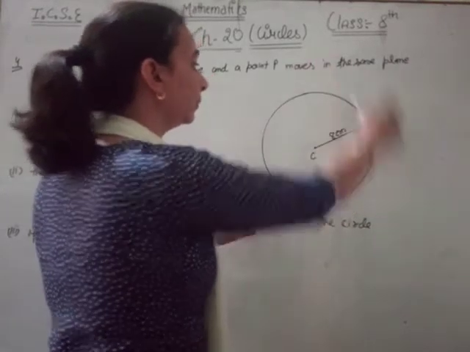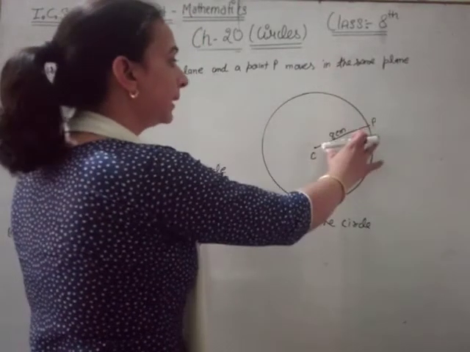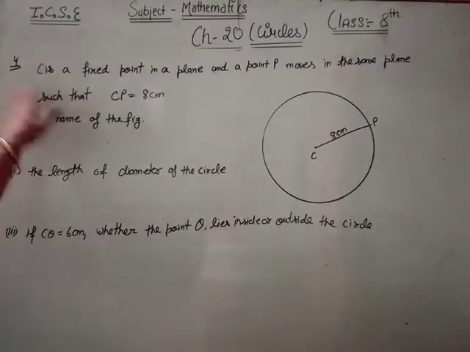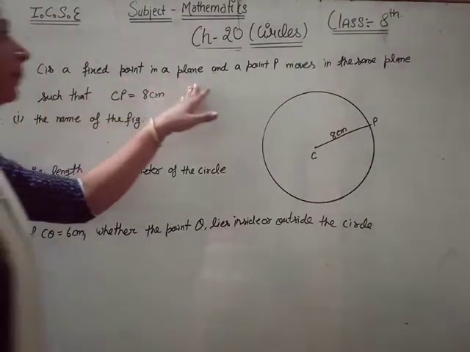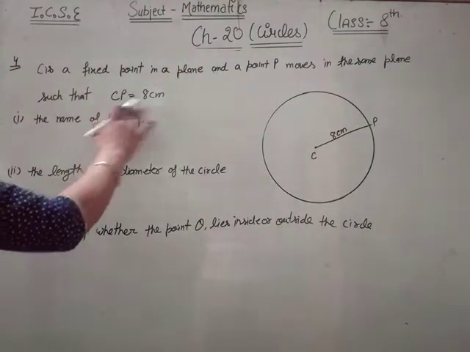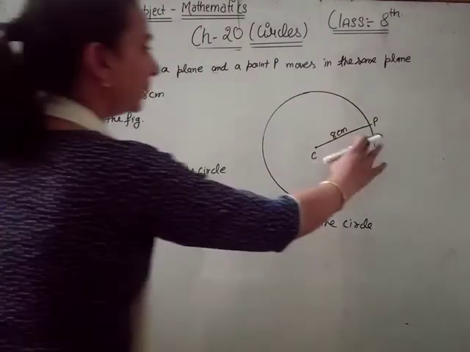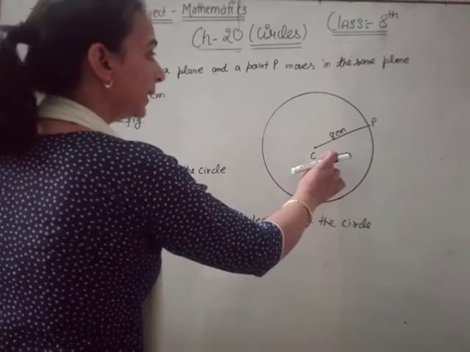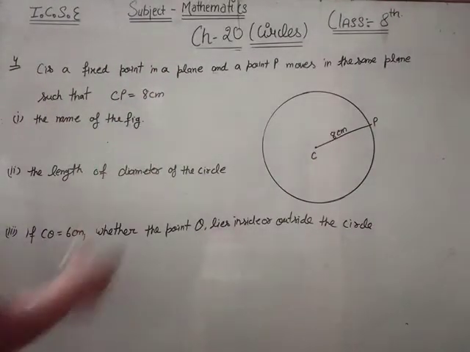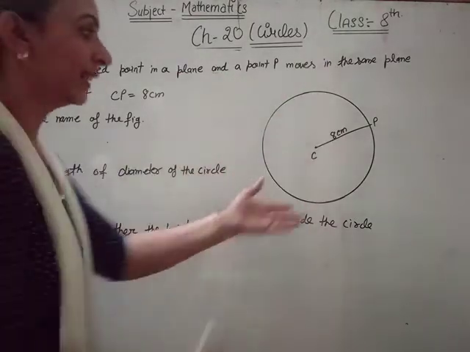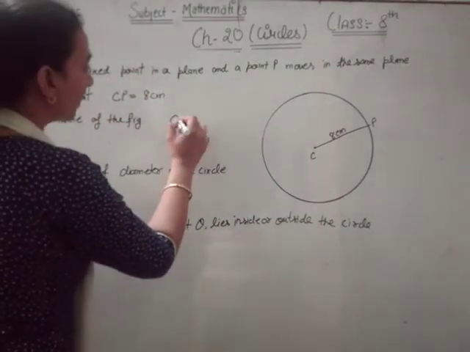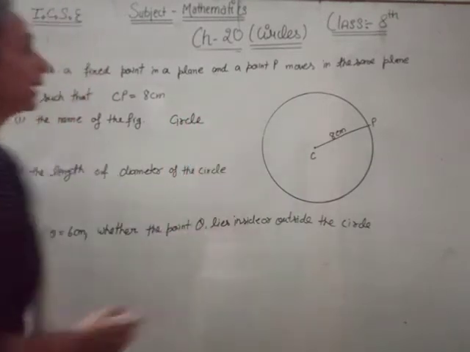This is the center of the circle. Another point P lies on the circumference of the circle, and CP is the radius. Okay, then the first part: this is given, C is a fixed point in a plane and a point P moves in the same plane such that CP equals 8 cm. C is the center, so this equals the radius. Student, first is the name of the figure formed. This figure, student, is a circle.